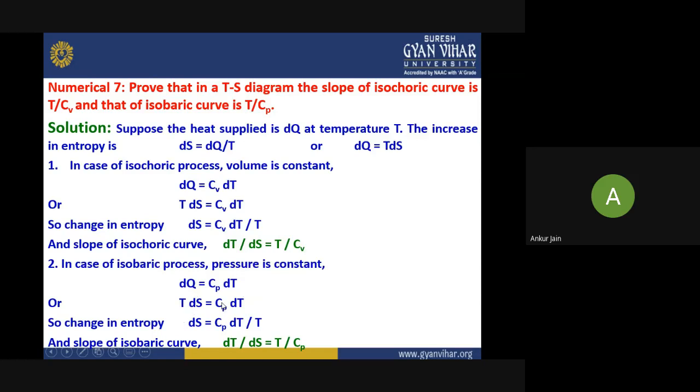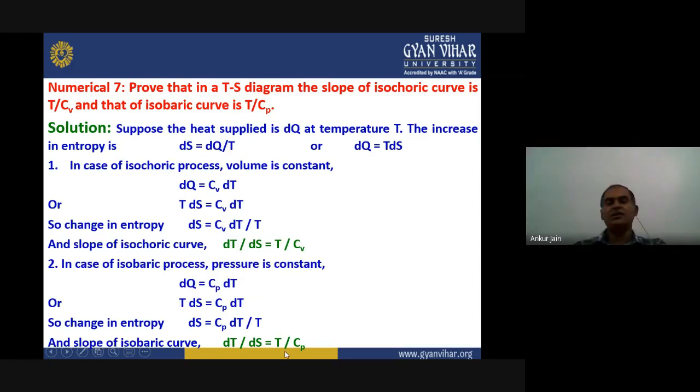We just rearrange it, and we find that dT upon dS is given by T upon Cp. So again, the slope of the isobaric curve is T upon Cp. That is already proved here.